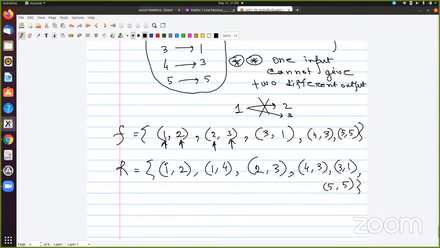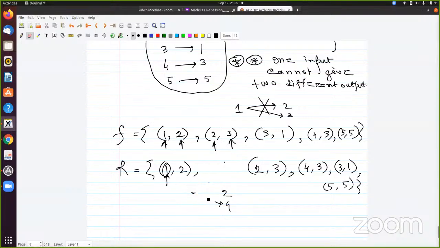One is going to two different elements. One cannot go to two different places. One input cannot give two outputs.